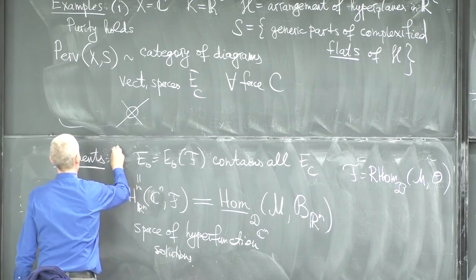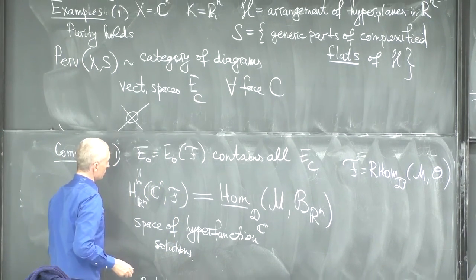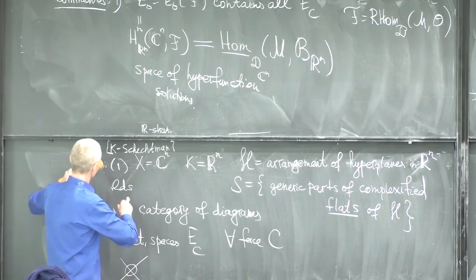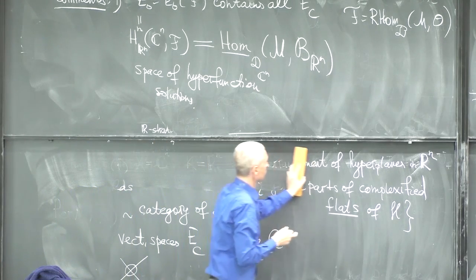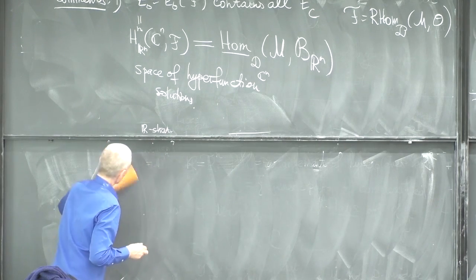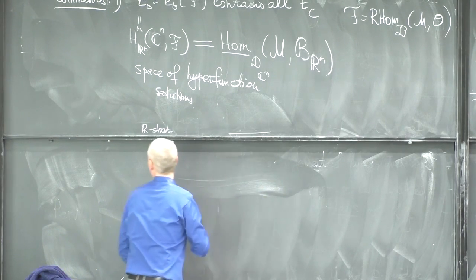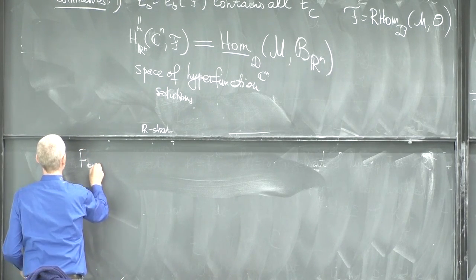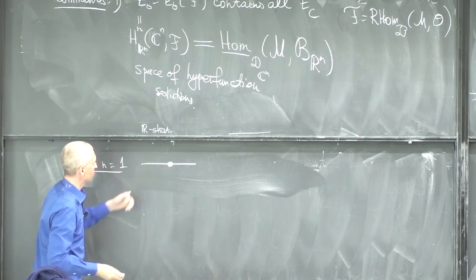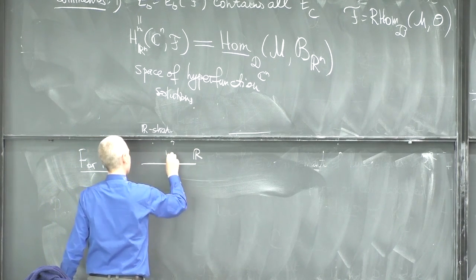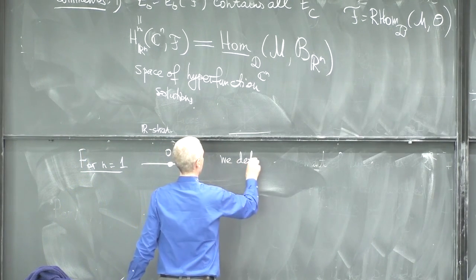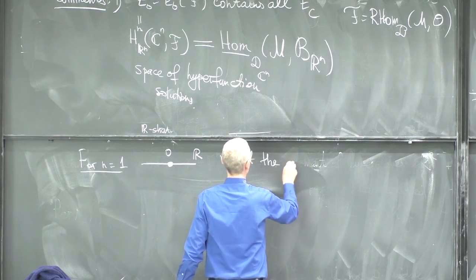So this is the first comment. And the second comment is that for n equals 1, we get the description which I already mentioned before. So for n equals 1, we have R with the arrangement of hyperplanes in R consisting of one hyperplane, 0. So we get the description.